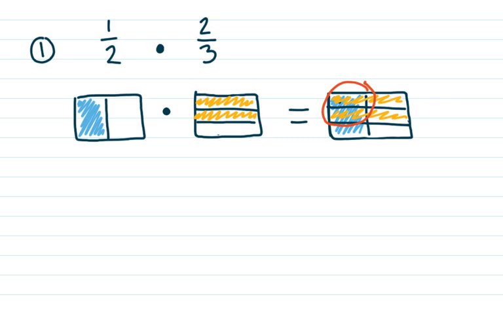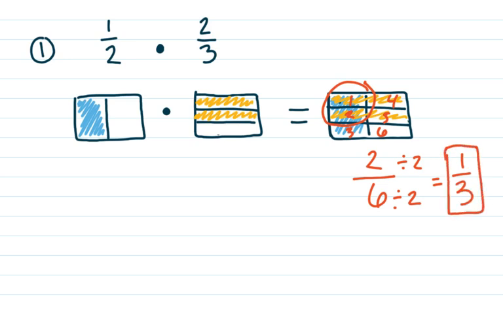So my answer is going to be 2 out of, now I have a total of 1, 2, 3, 4, 5, 6. So my final answer is going to be 2 out of 6. So that double layered area that is shaded both colors, that is my overlapping area. That is my answer. Now, if you want to go ahead and reduce this into an equivalent fraction that's in lowest terms, I would divide this by 2. And when I do that, I would find out that I have 1/3. And so my final answer in lowest terms is 1/3.